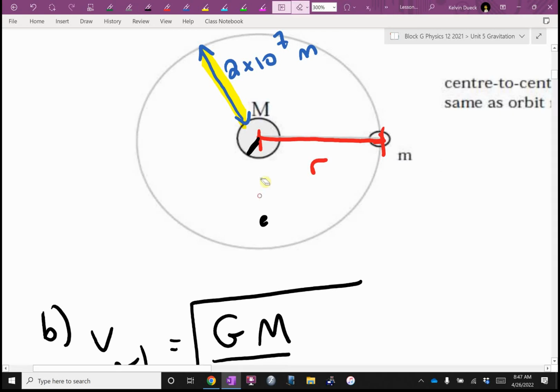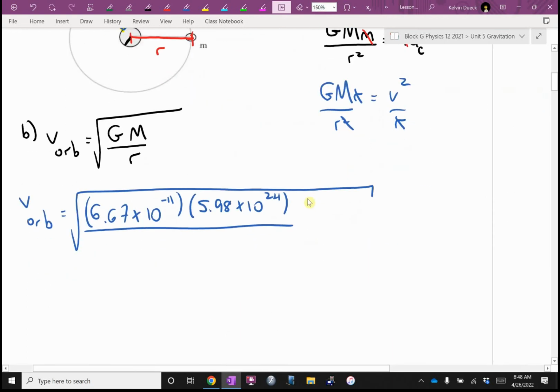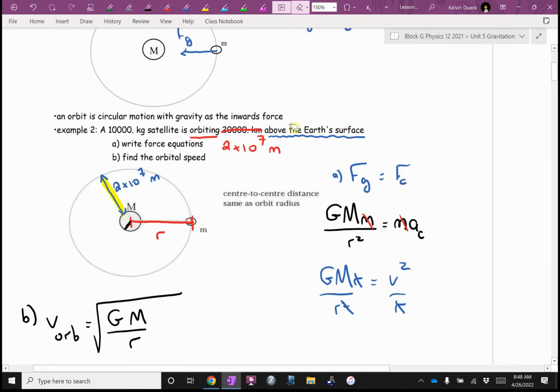Okay, so then here's my question. How long is this red line? Yes! If they give you an altitude above the Earth's surface, you'll have to add the radius of the planet, of the Earth. Sometimes they'll give you the orbital radius, which means they already did that for you.